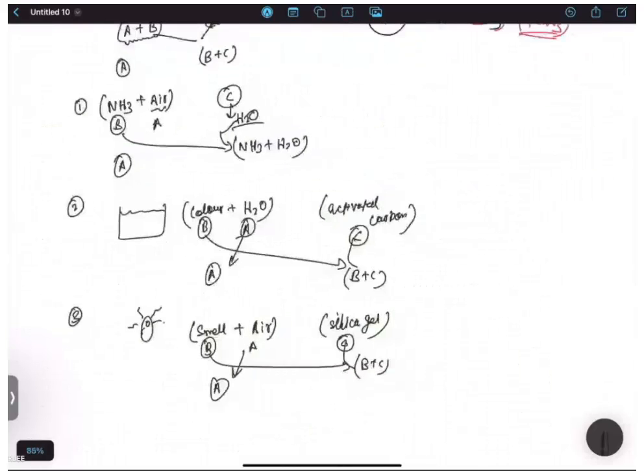So like this, the basic idea is like this. This is an example of adsorption. This is also adsorption.